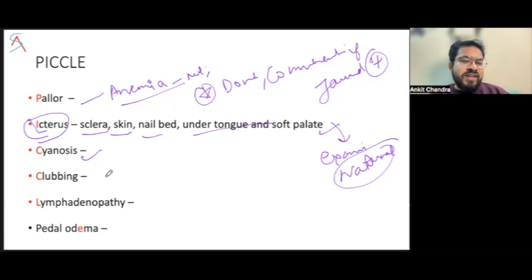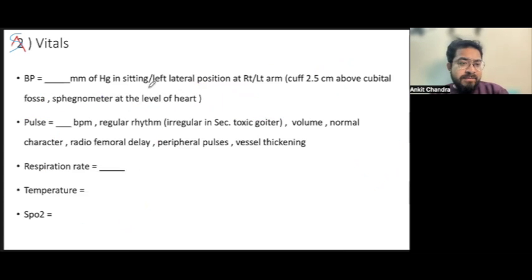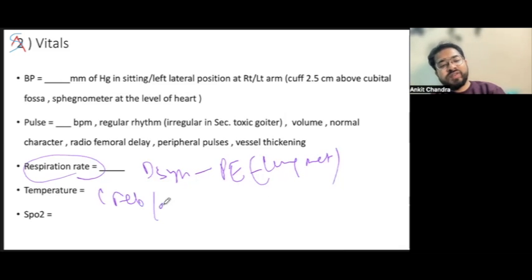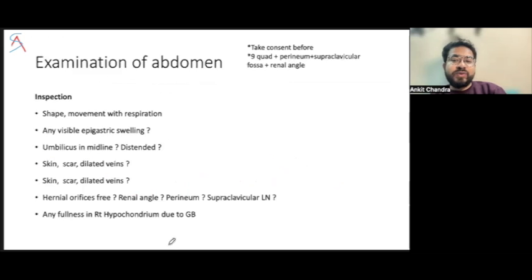Cyanosis, if there's a lung metastasis, you can have that, or clubbing, lymphadenopathy, or pedal edema. You have to examine these, then look at the BP, pulse rate, dyspnea, and respiratory rate. There will be dyspnea in case of pleural effusion due to the lung mets. Look at the temperature, whether the patient is febrile or afebrile. Look at the SpO2.